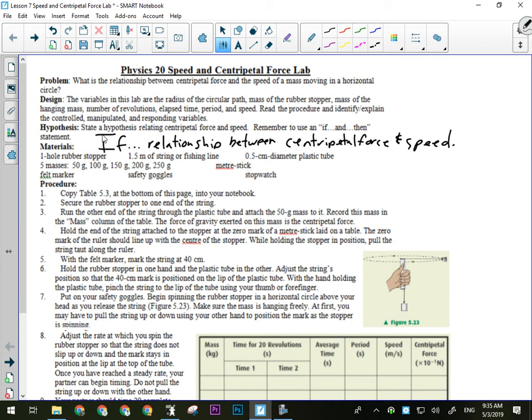And the part describes the experiment as always. Okay, in the then part, talk about what's going to happen to speed as centripetal force increases. Okay, that's what we want to see. You're predicting essentially the results here.